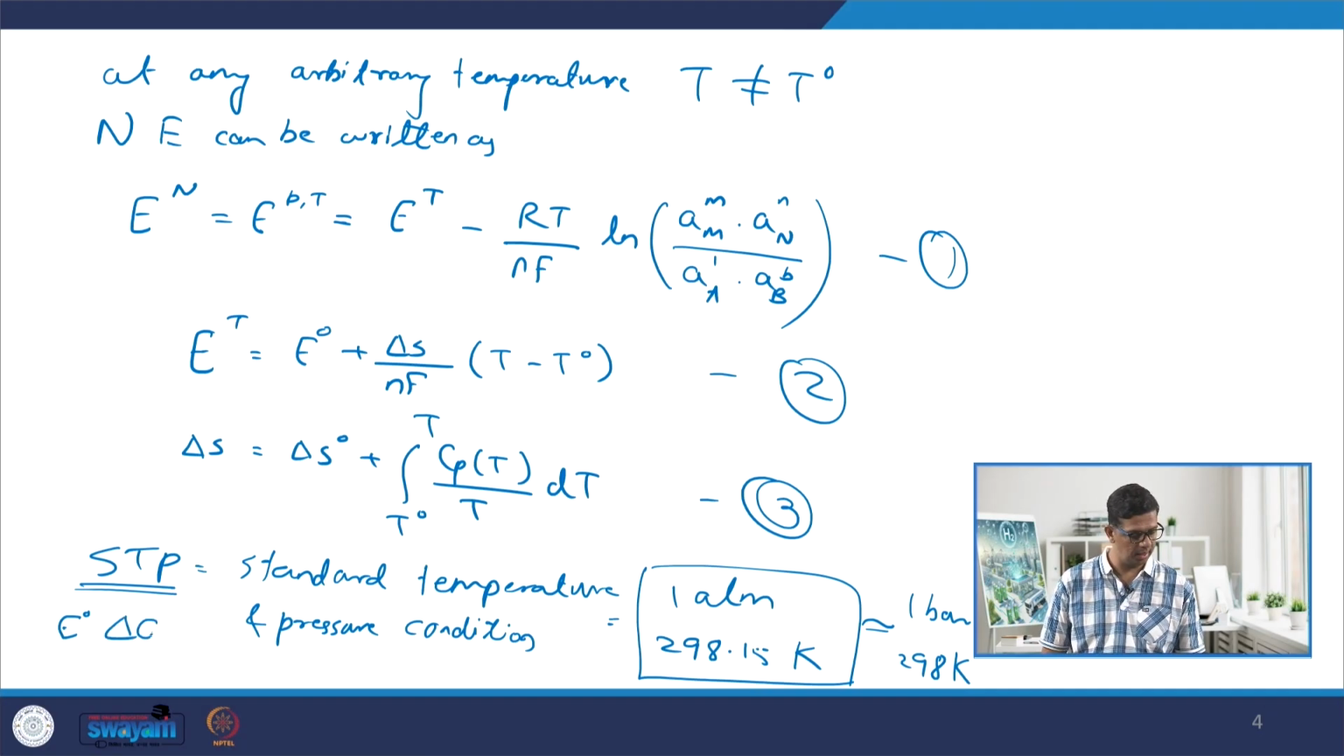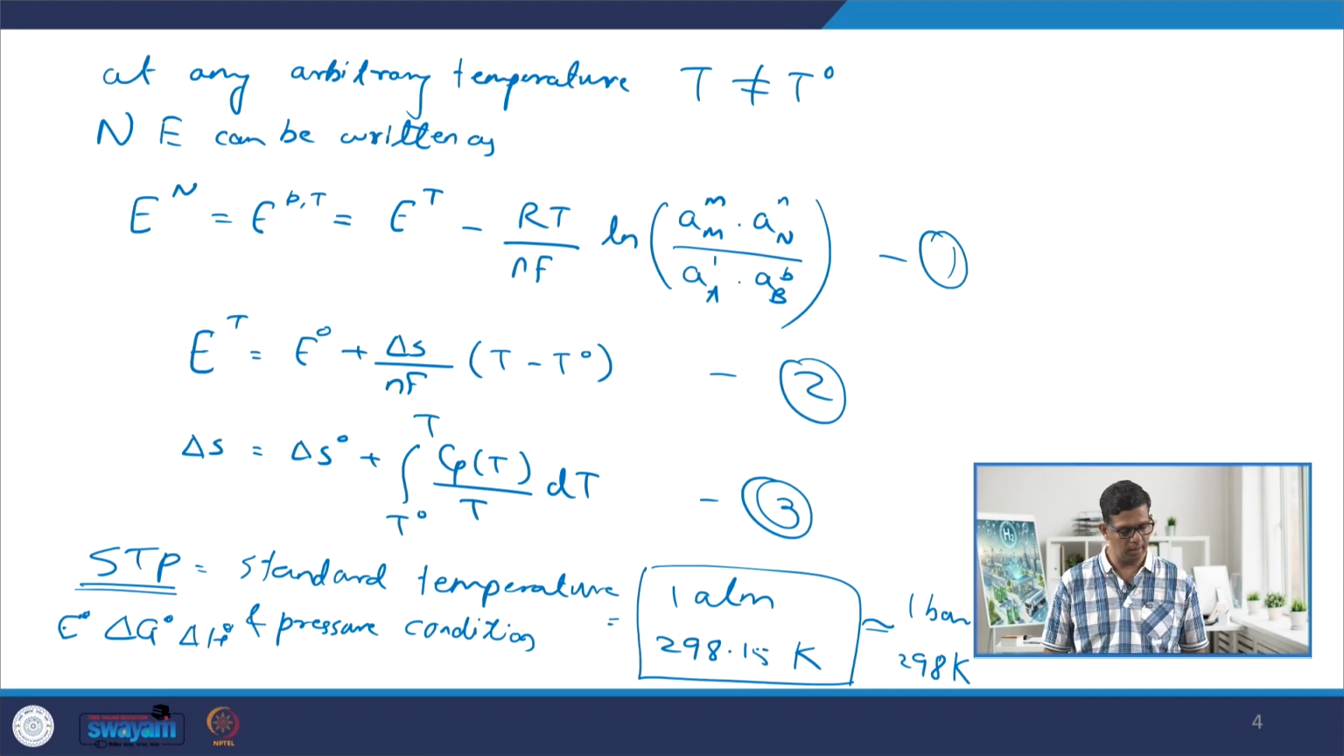or whenever we write in terms of energies, we can write it as delta G naught or delta H naught. So, this naught represents the standard temperature pressure conditions. Anyway, so this is all about how we can find out the Nernst potential at different temperature and pressure conditions.